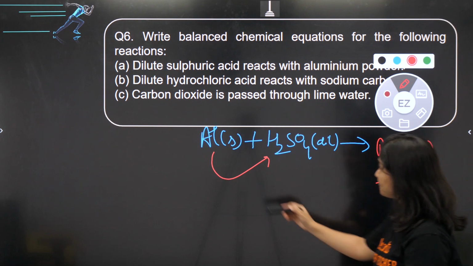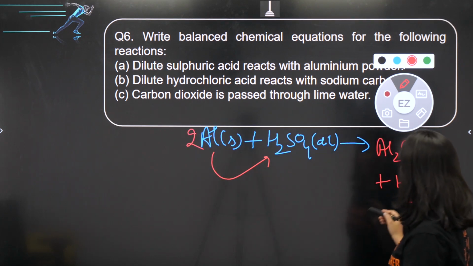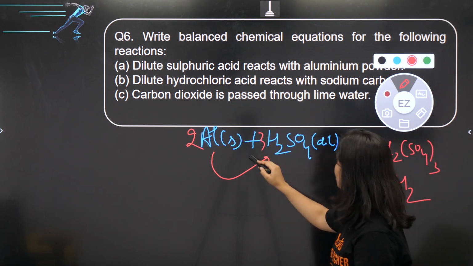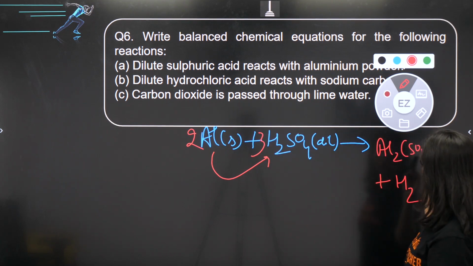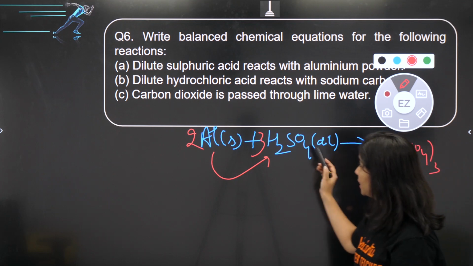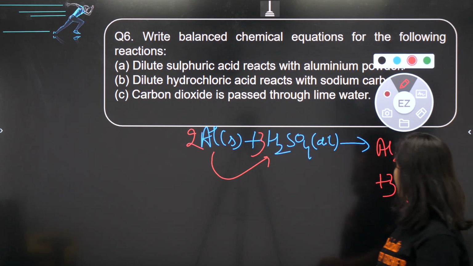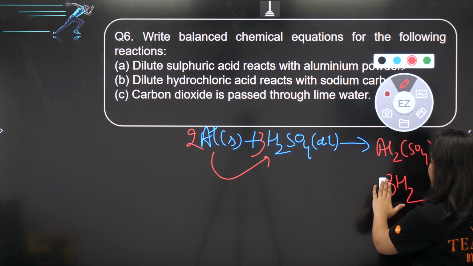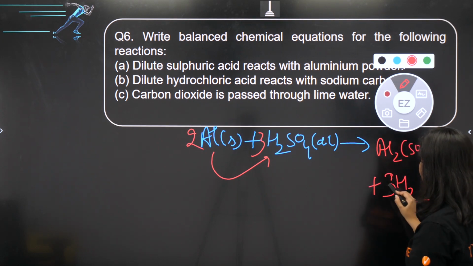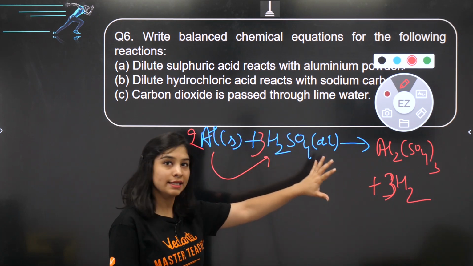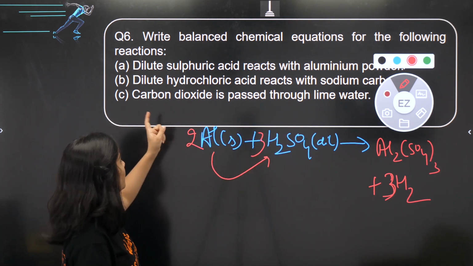Balance it. 2 aluminium, hydrogen, and then 3 sulfate. If I put 3 sulfate, okay, then 3 sulfate, 2 aluminium, hydrogen would be 3, right? And the reaction is balanced now, right? Reaction is balanced now. So let's move to the next reaction. I hope this is understandable. Hydrogen gas is going to be released.